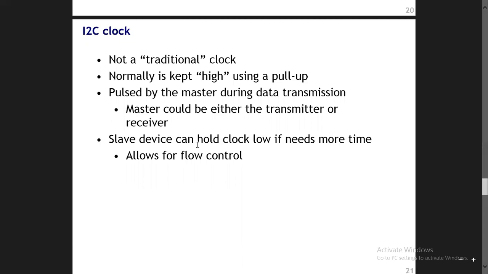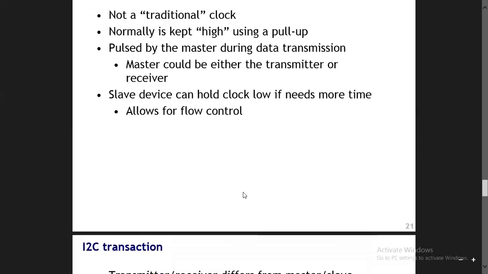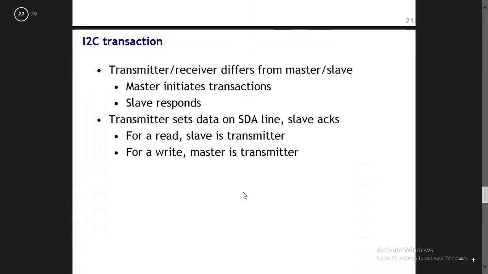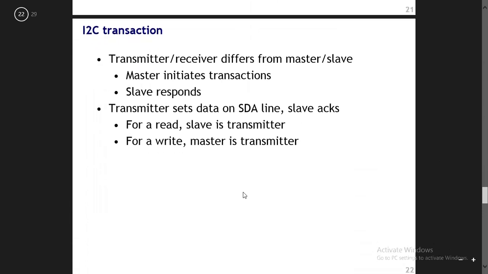A slave device can hold the clock low if it needs more time. This allows for control, meaning slave devices have the capability to keep the clock line low if required, for example if there is some kind of delay. Ultimately, this is a flow control mechanism which is also available in this protocol. The slave can control the operation in a way that it keeps the clock signal low if it is highly required. Now, this is an important point: transmitter and receiver differ from master and slave.